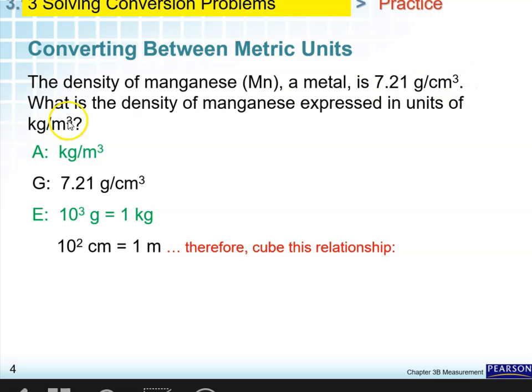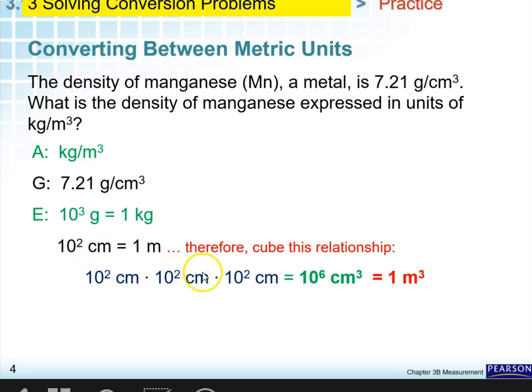It's not meters, it's meters cubed. Therefore, we need to cube this relationship. Cube it, which means 10 squared centimeters times 10 squared centimeters times 10 squared centimeters. That would give you 10 to the 6th. Why? Because you add the superscripts. 10 to the 6th centimeters cubed is 1 meter cubed.